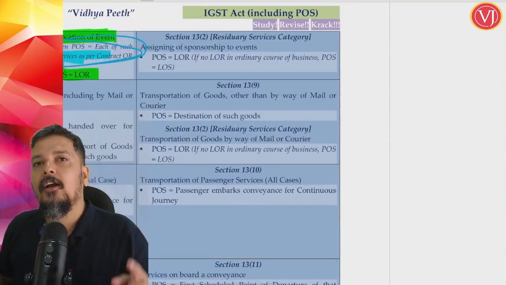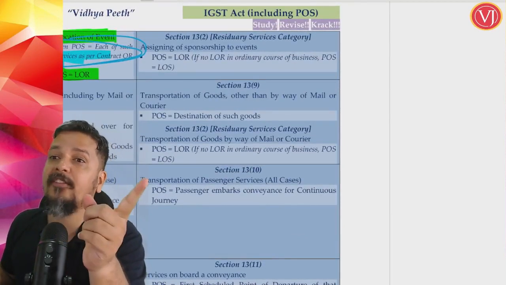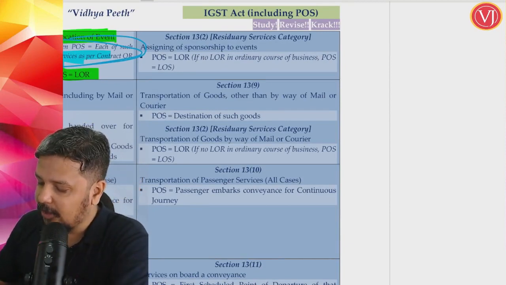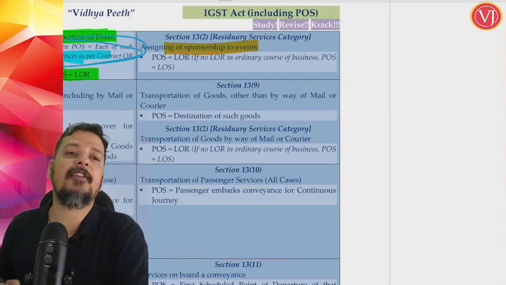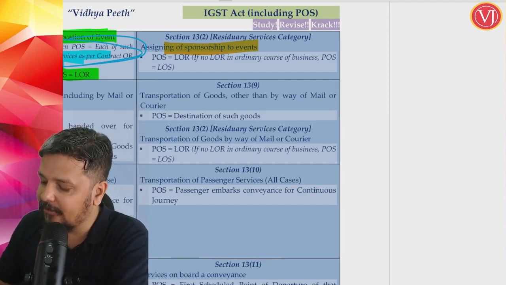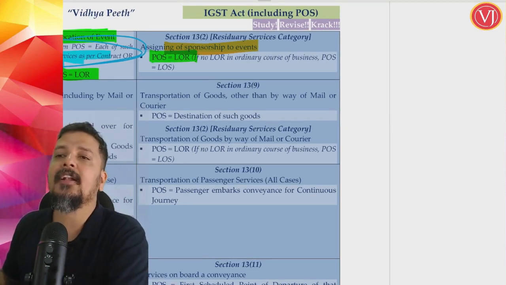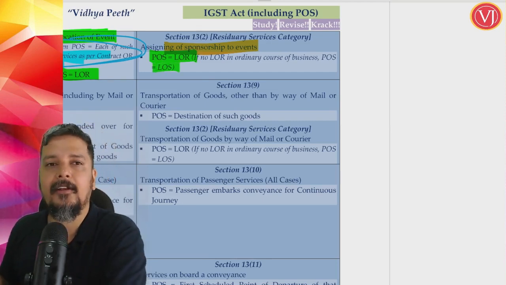Now, if you look at this particular point, there was one specific point, sponsorship services. Organizing including sponsorship services. But when you talk about sponsorship services here, they are not specifically mentioned. You have to go back to residuary provision. What is the residuary provision in section 13? Location of recipient. If it is not ordinarily available in ordinary course of business, go with location of supplier.